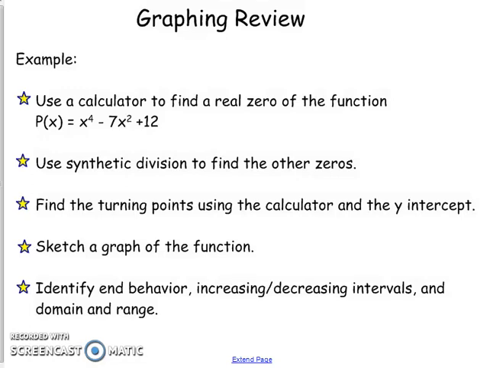So now we have another example, this time with a quartic function. We're going to do the same thing that we did the other ones. We're going to find 0 with the calculator, and then we're going to use synthetic division, find our other zeros, use the calculator to find the turning points, then sketch our graph, and then identify the end behavior, the intervals, and the domain and range. So I'm going to start this on a new page.